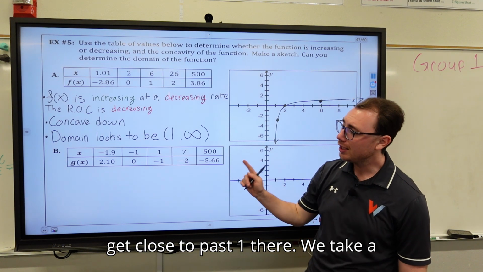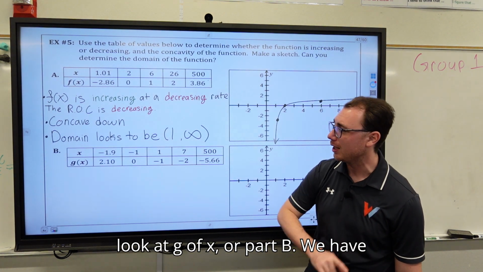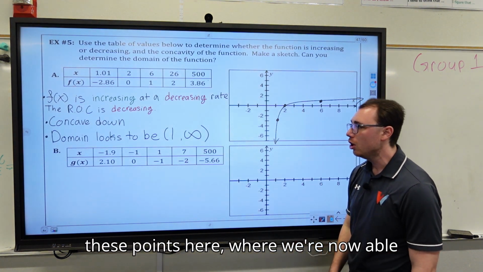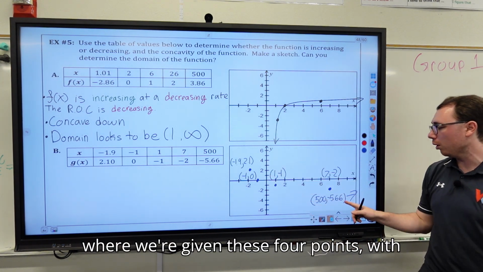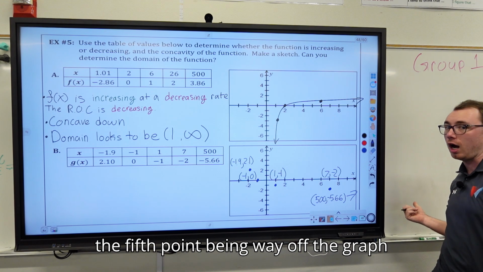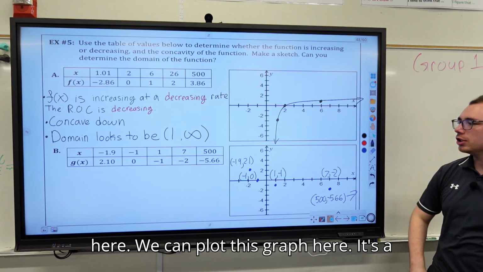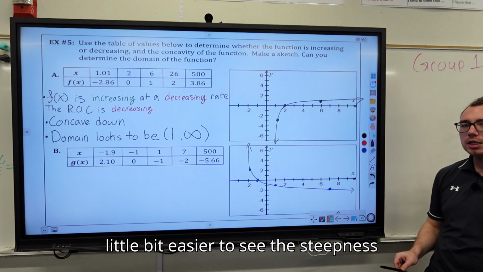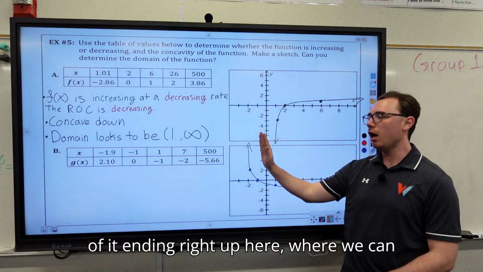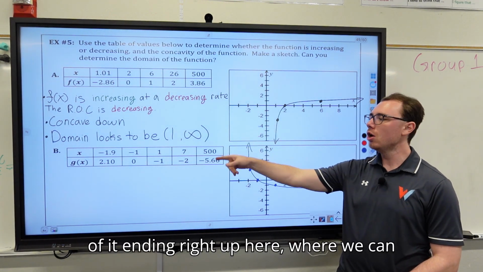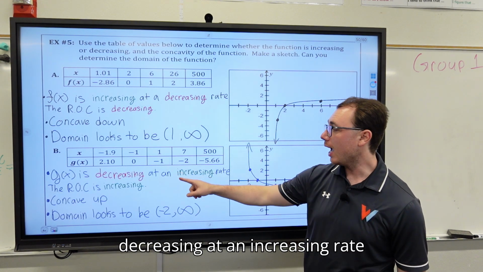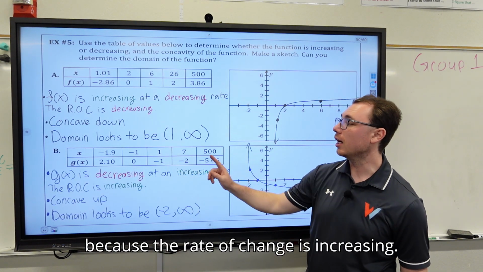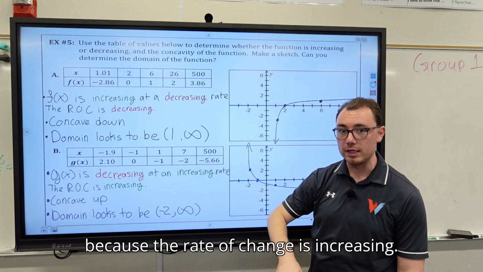If we take a look at g of x, or part B, we have these points here, where we're now able to plot them onto a graph in blue, where we're given these 4 points, with the 5th point being way off the graph here. We can plot this graph here. It's a little bit easier to see the steepness of it ending right up here, where we can describe g of x as decreasing at an increasing rate because the rate of change is increasing.